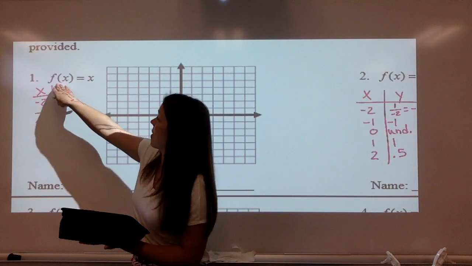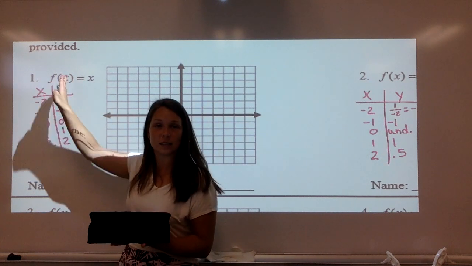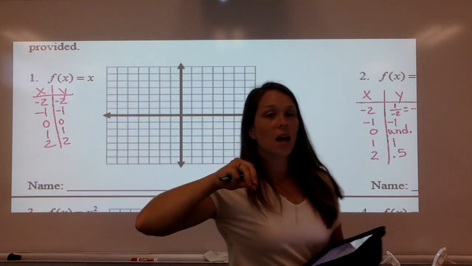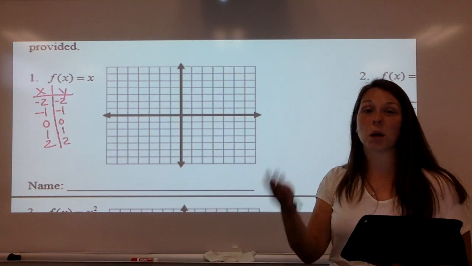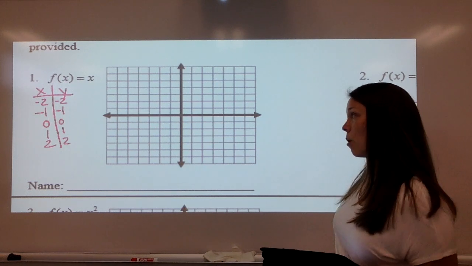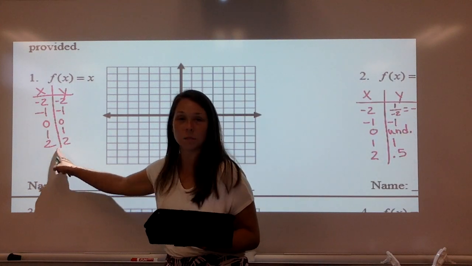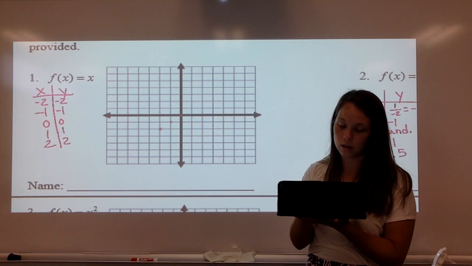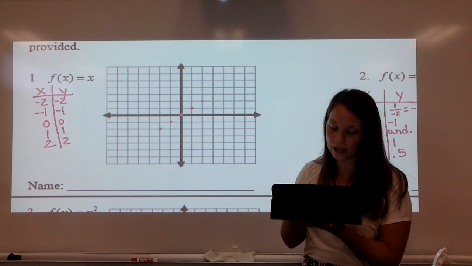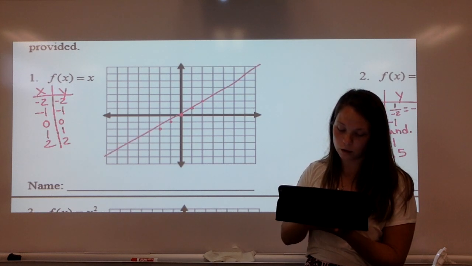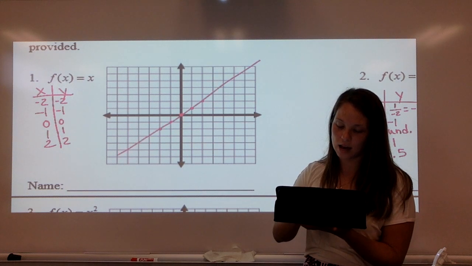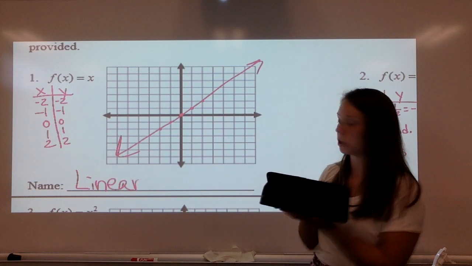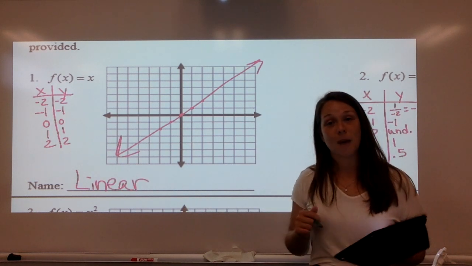Now, this function, f of x equals x, remember f of x is the same thing as y. They're the same thing. F of x is just function notation. Now, this is equal to x, so any number I plug in, it means I'm getting the same number back out. So that's why my x and y columns here look the same. Plotting these points, we get a line. And that's because this is a linear function, which you learned a lot about back in Algebra 1.